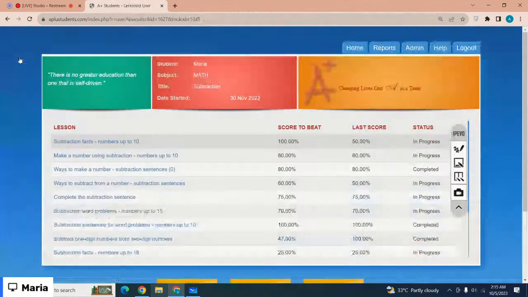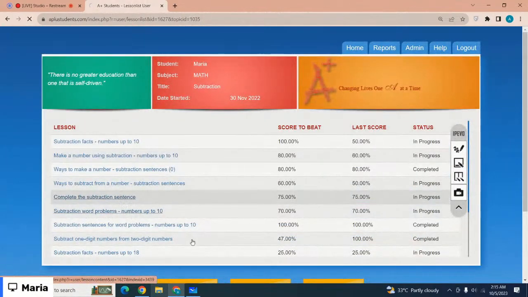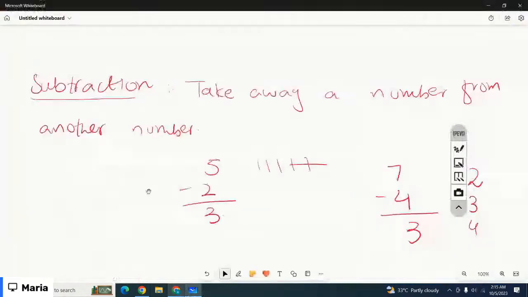And the next lesson is complete the subtraction sentences, right? So you are given the sentences, some of the numbers are missing. You need to find the missing number, right? For example, how do you complete the sentence? For example, you are given 4 take away a missing number and the answer is 1. You have to find a number, right? You need to find a number that when subtracted from 4, the answer is 1. So which number subtracted from 4 makes 1?